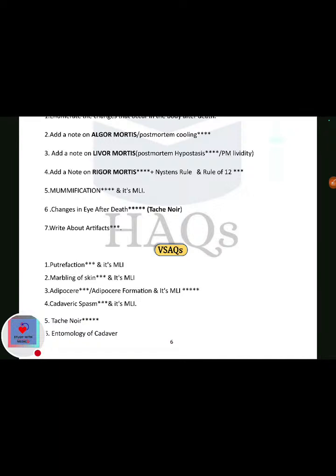What is the development of lividity? What is the shifting of lividity? What are the color changes in lividity? What is the medicolegal importance? What is the difference between hypostasis and congestion? So these are all the things we will cover.